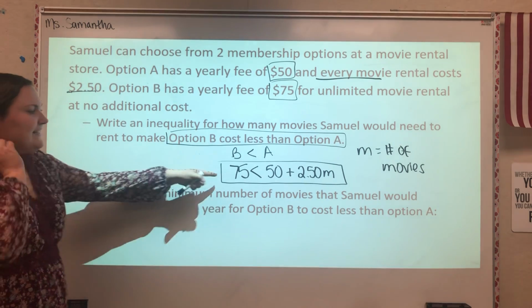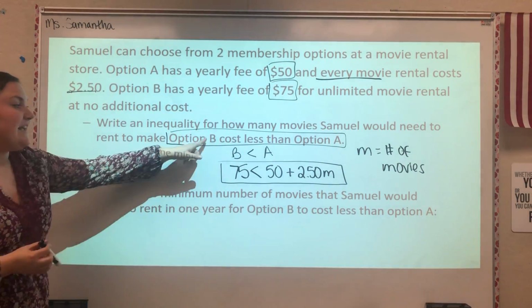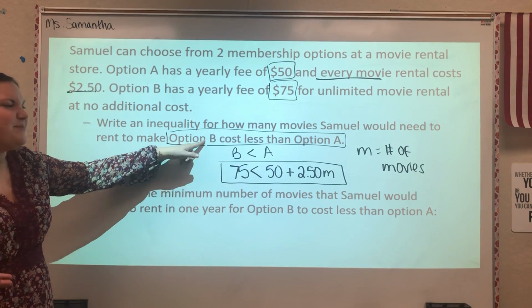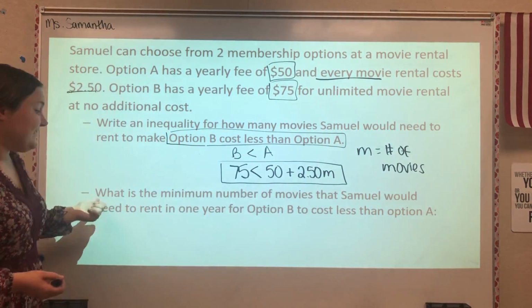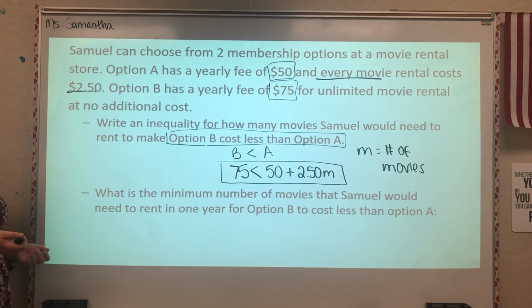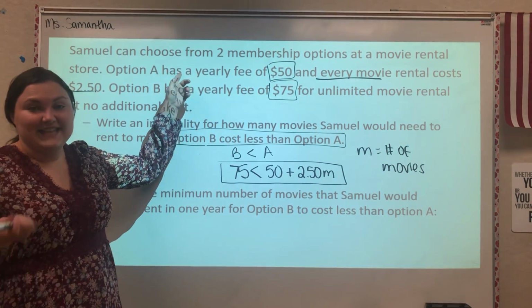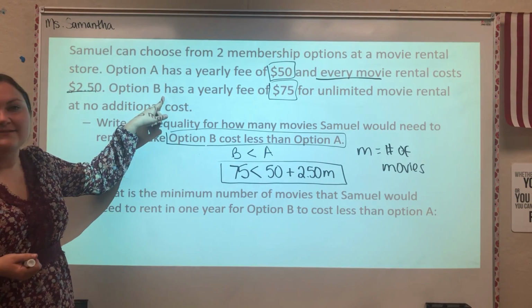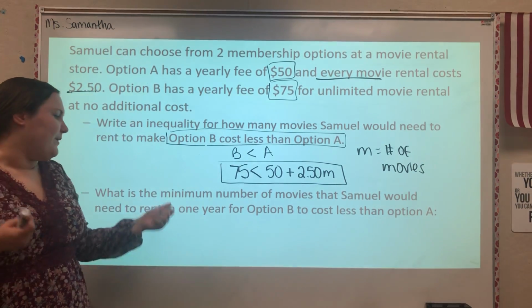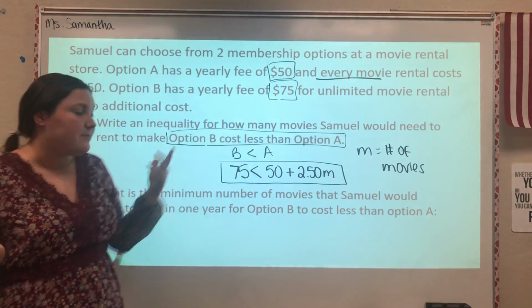Now remember, we were writing this inequality to figure out where that tipping point is. Where does it make more sense to get option B? Where does option B end up costing less than option A? The second question is asking, what is the minimum number of movies he would need to rent in 1 year for B to be less than A? We said at the beginning, if you're not getting a lot of movies, A is the better option. If you're getting a ton of movies, option B is the better option. At what point, what's that minimum number that makes this one the better deal? That's what we're trying to find.